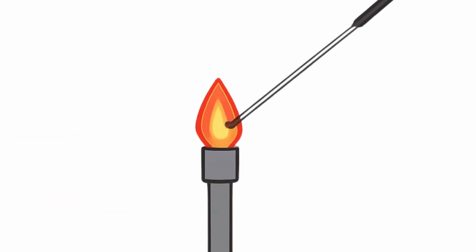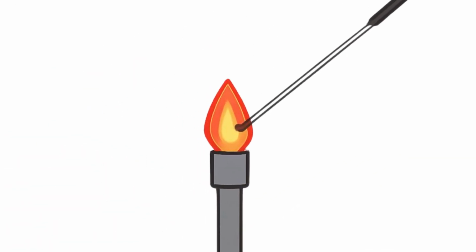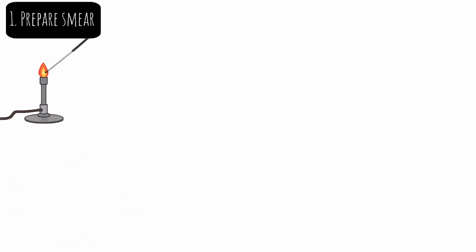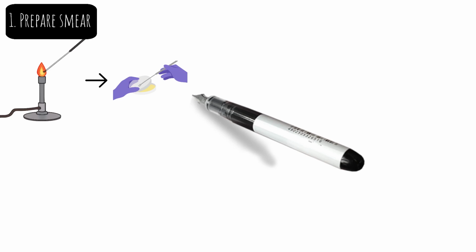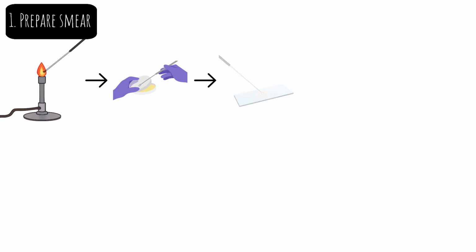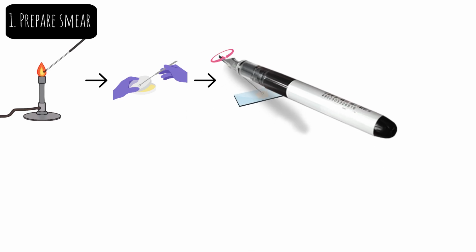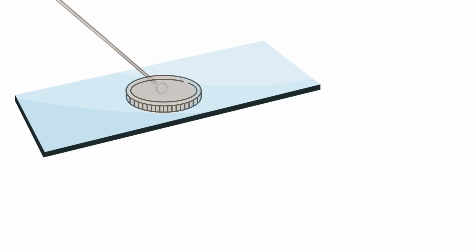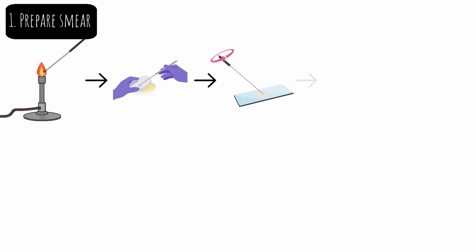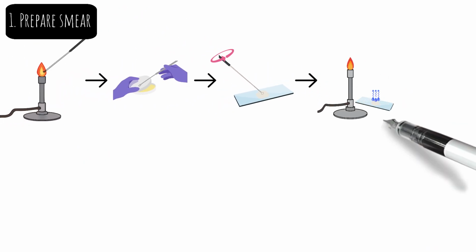Step 1. Prepare the smear. Sterilize your inoculating loop by holding it in the Bunsen burner flame until the wire glows red hot. Then allow it to cool for a few seconds. Transfer a small amount of your bacterial culture to a clean microscope slide using a circular spreading motion to create a thin, even smear roughly the size of a small coin. Allow the smear to air dry near the Bunsen burner.